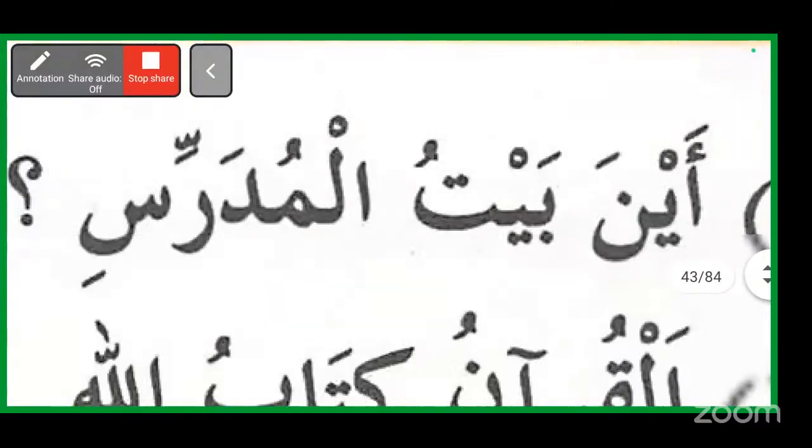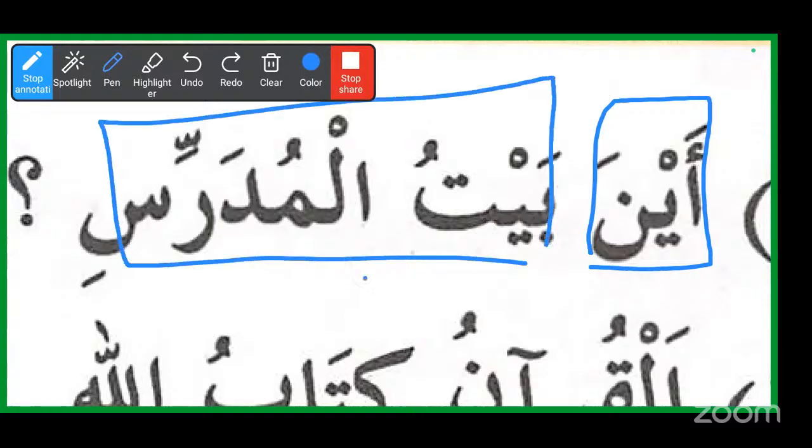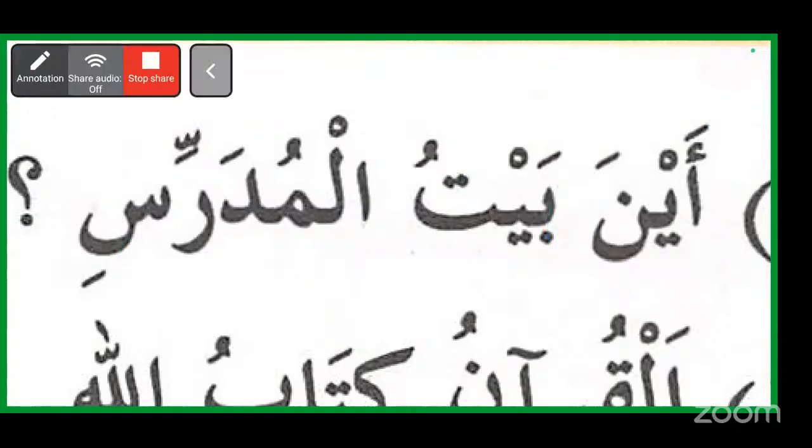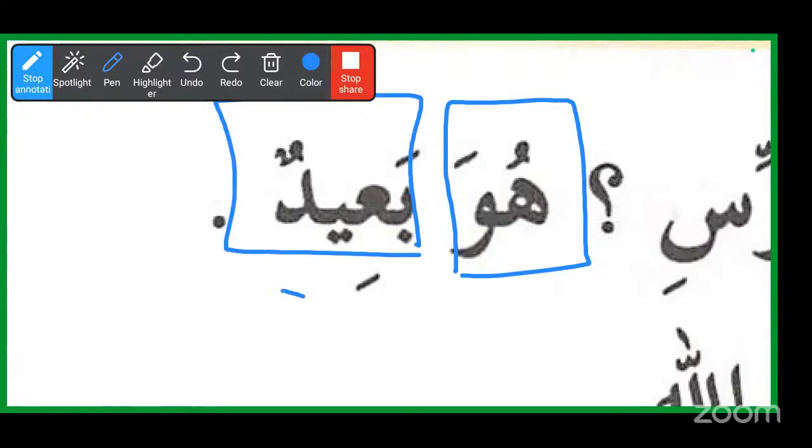Now, let's see the other sentence. Aina baytul mudarrisi. The subject in this sentence is Aina, a question. Baytul mudarrisi, mudaf and mudafun ilayh, posed as a khabar here in this sentence. And because it is a khabar, it is marfu. Then we have got huwa ba'idun. So huwa is the mubtada and ba'idun is the khabar. The sentence is about he. The sentence begins with he, the topic of this sentence is he or it. In this case, we translate it: it is far or he is far.